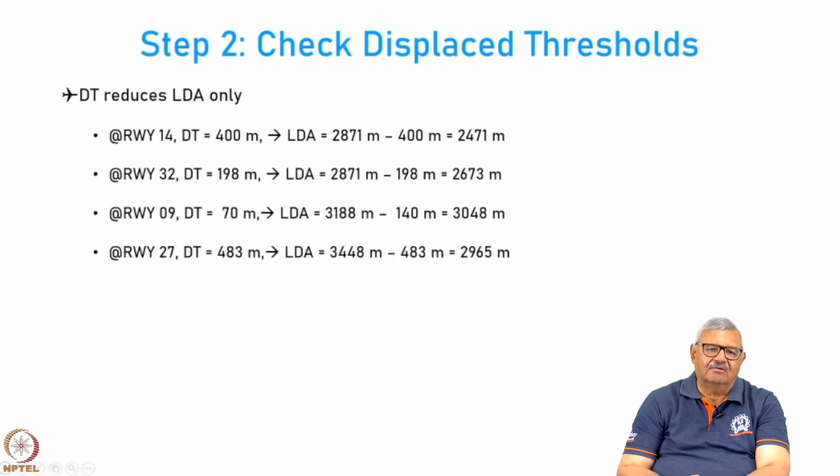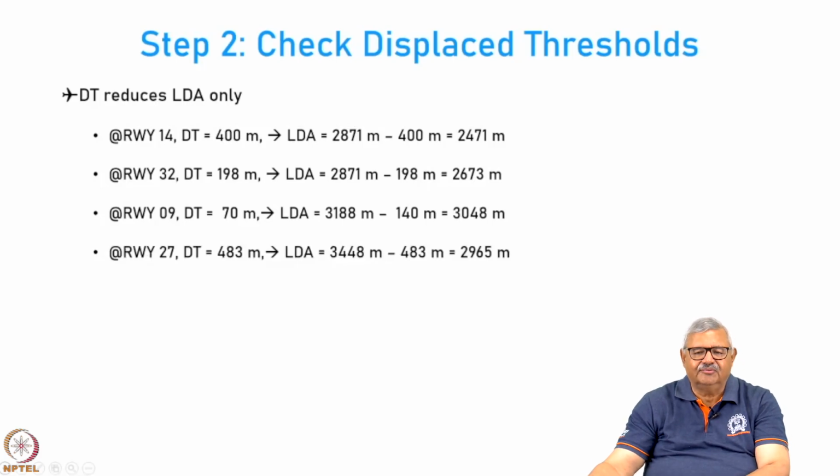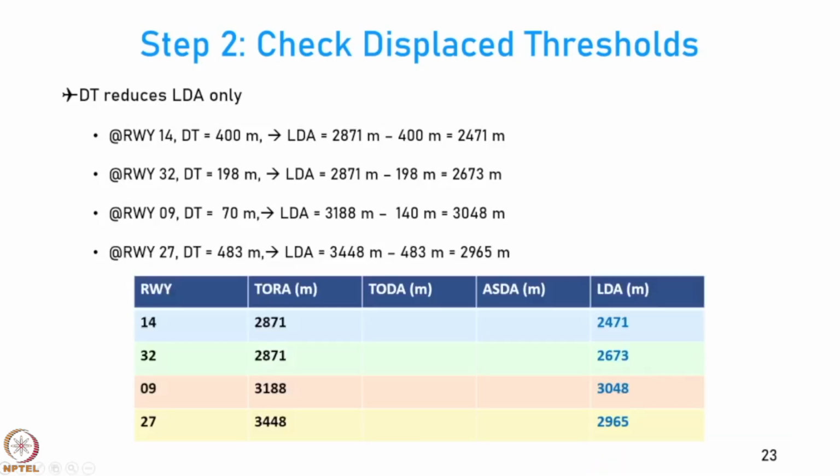And at runway 27, the threshold is 483 meters displaced. So, the LDA will be the runway length available, which is 3448 minus 483 meters. So, with this information, you can straight away enter the data in the LDA column based on the TORA and the displaced threshold. Okay. So, now we have got the table full of the TORA and the LDA information.